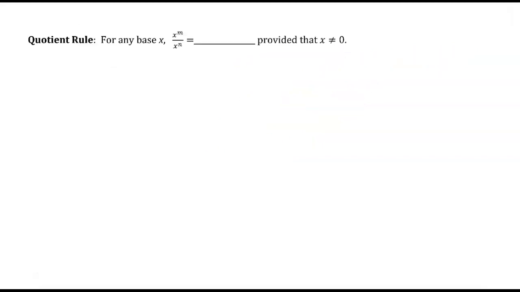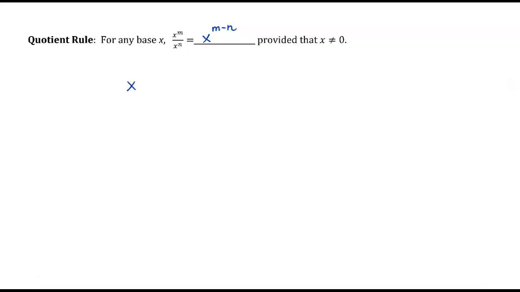With the quotient rule, we have a fraction with x to the m in the numerator and x to the n in the denominator. The quotient rule tells us that as long as x is not 0, we can simplify this to x raised to the exponent of m minus n. That is, we'll take the difference of the exponent in the numerator and the exponent in the denominator.